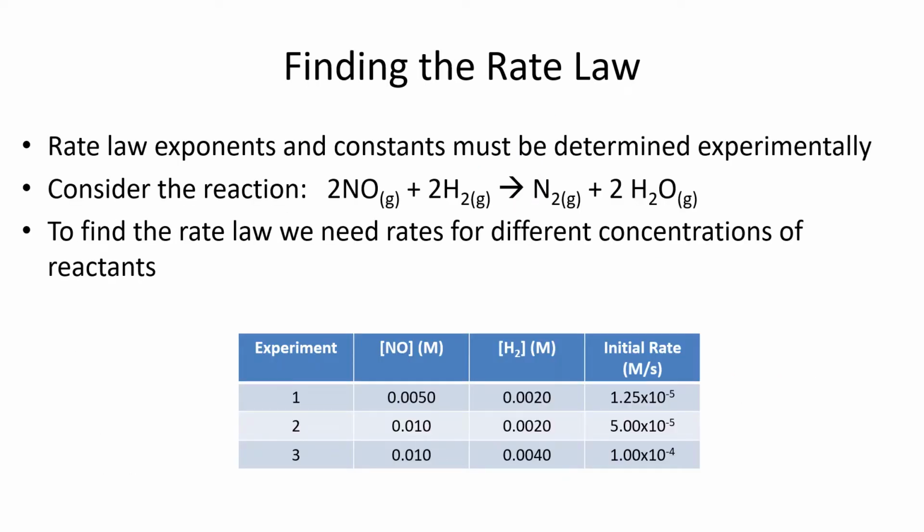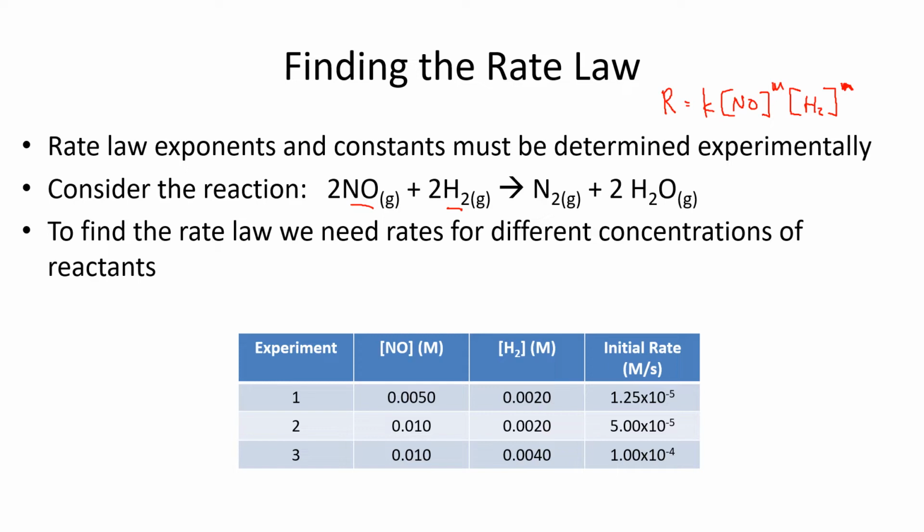All right, in order to find the exponents and the constant from the rate law, so rate equals some constant times the concentration of the reactants to some exponent. In this case, we've got reactants nitrogen monoxide and hydrogen, and they're going to have exponents. Often we use m and n.